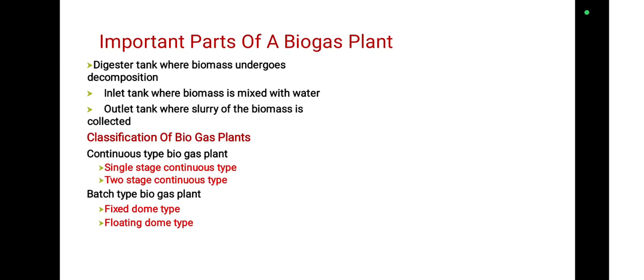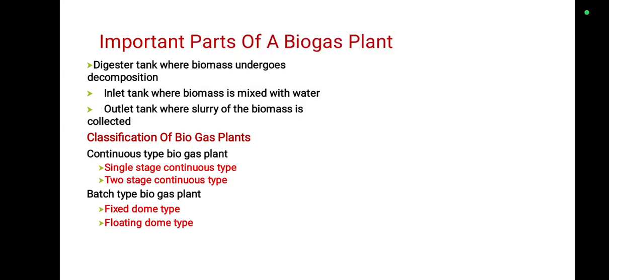So what are all the important parts of a biogas plant? Digester tank, inlet tank, outlet tank. In the digester tank, the biomass undergoes decomposition. In the inlet tank, the biomass is mixed with water. In the outlet tank, the slurry of the biomass is collected. So these are some important parts of a biogas plant.